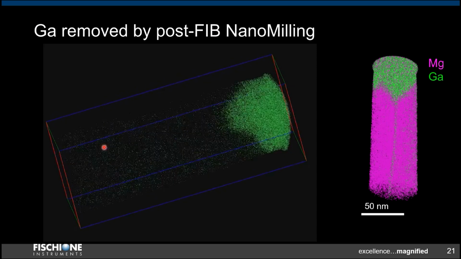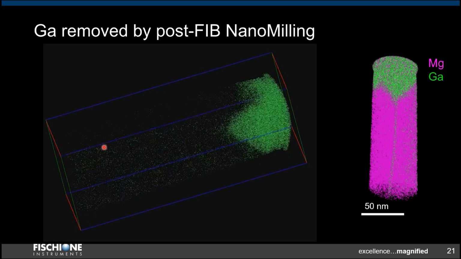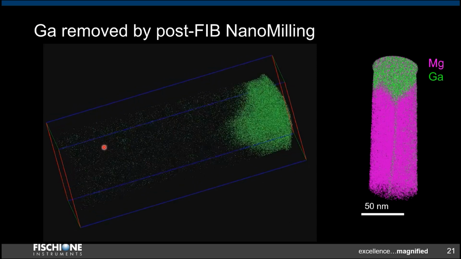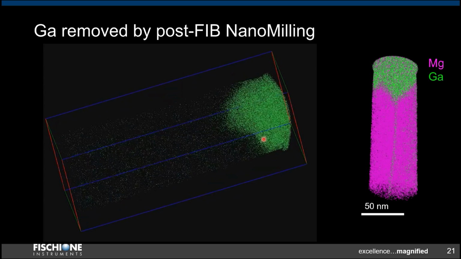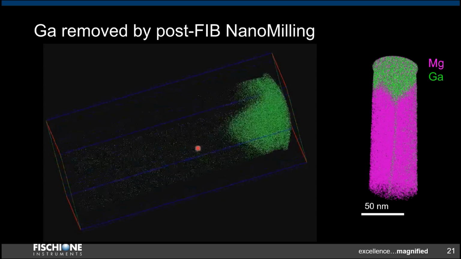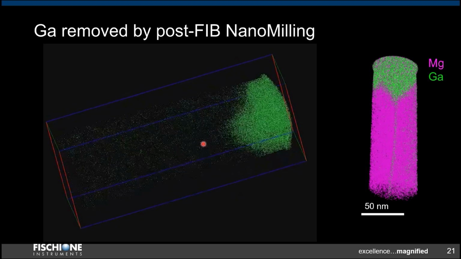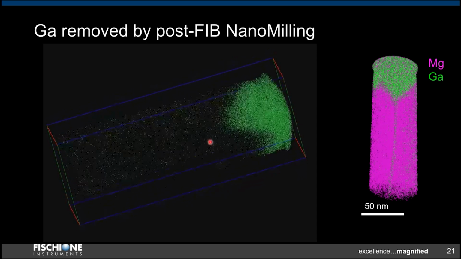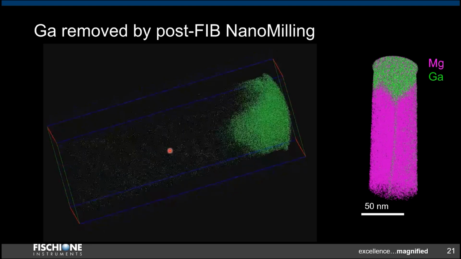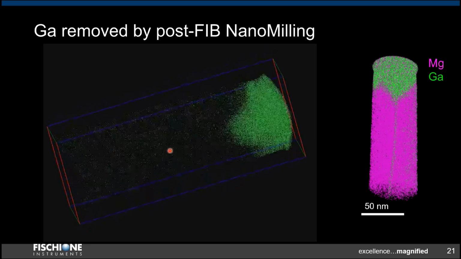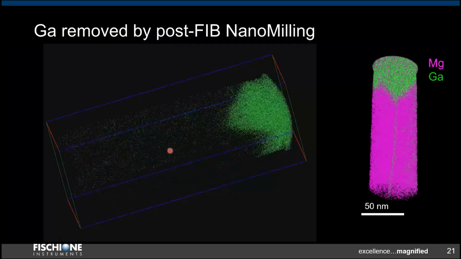And due to the strong affinity of gallium to magnesium grain boundaries, we observe gallium segregation at the grain boundary. As you can see in this movie here, you can see nicely the penetration of gallium along the grain boundary. This phenomenon has also been observed in the case of aluminum alloys.